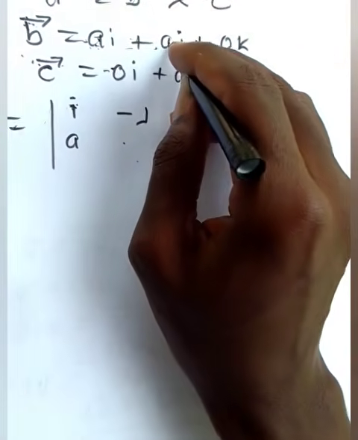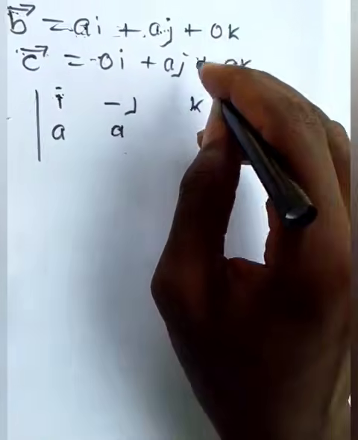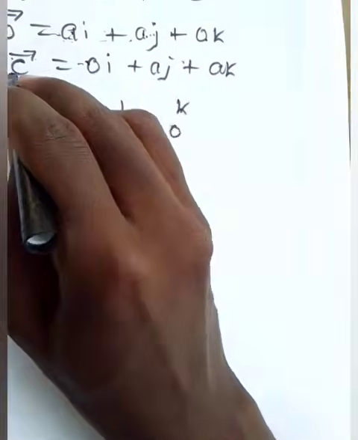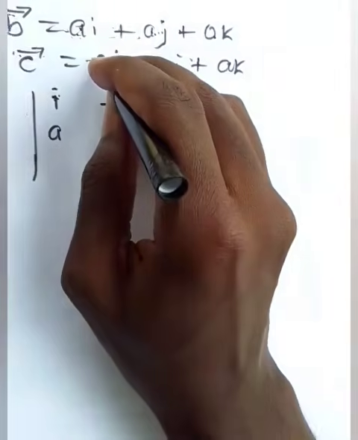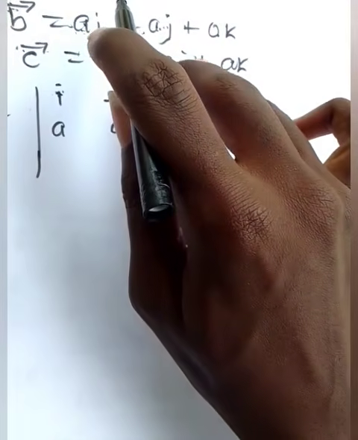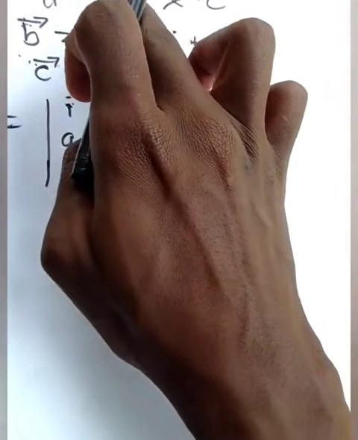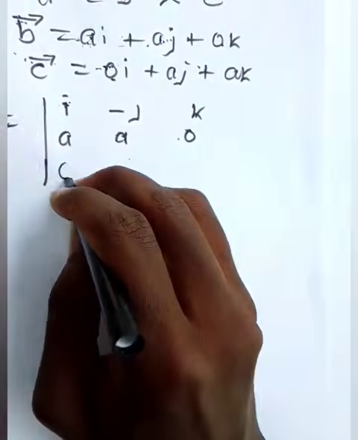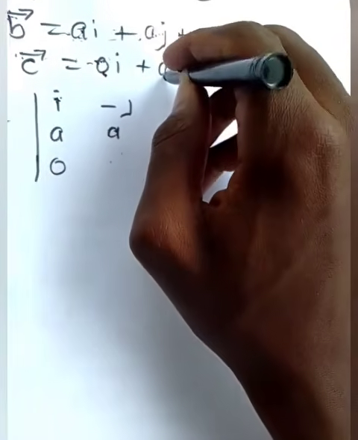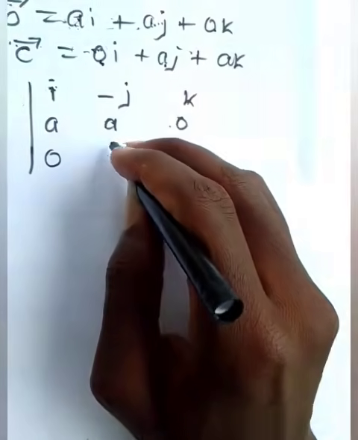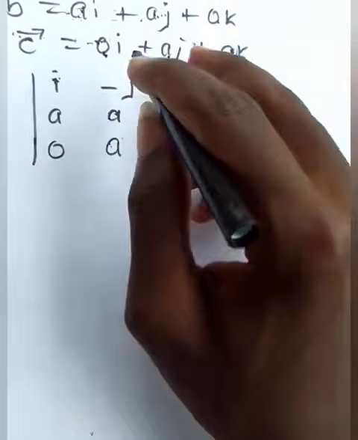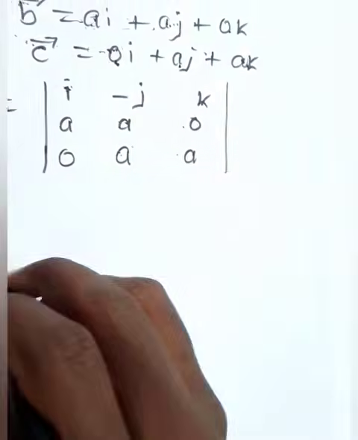The first coefficient is a, the second coefficient, which is the coefficient of j, is a, and the third coefficient is 0. Then in the third column, we're going to put the coefficients of vector c, arranged in order, starting with the first vector to the second vector. So I'll put 0 as the first coefficient, a as the second coefficient of j, and then a as the coefficient of k in vector c.